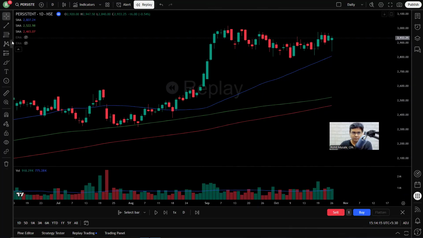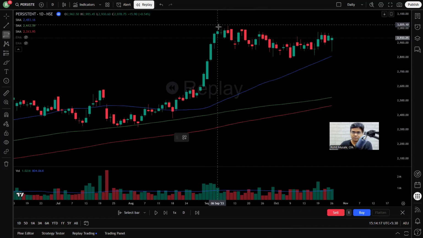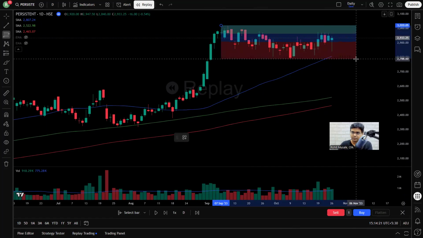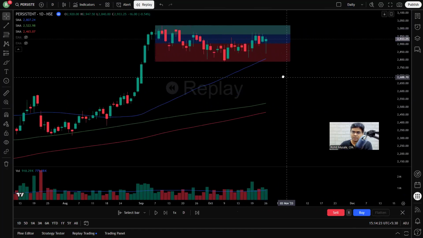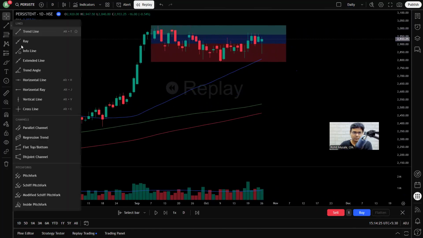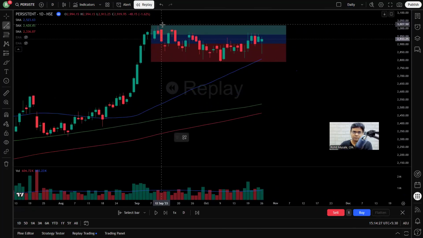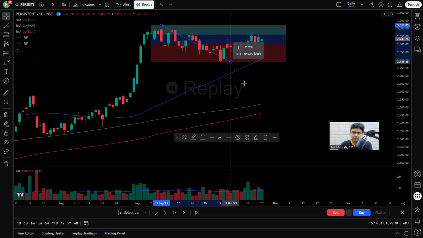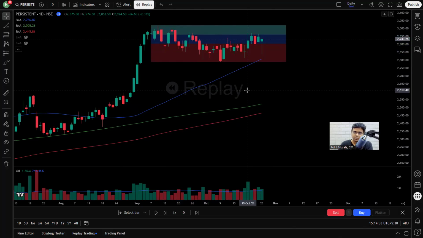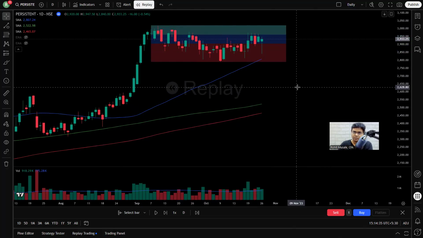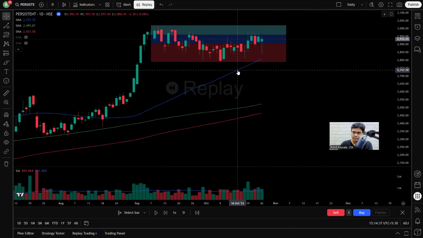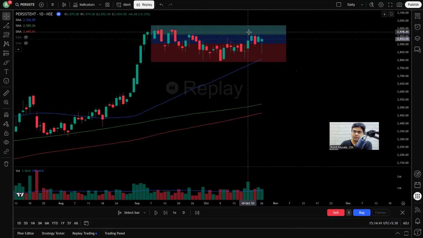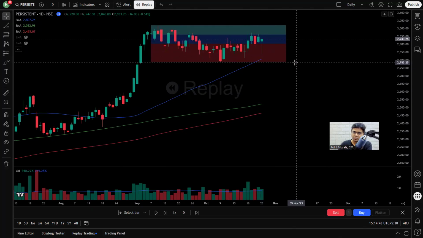Before that, let me draw the base. So the base looks like this, and this was a nice base. The height of the base was less than 10%. So another important point: when the height of the base is less than 10%, in that case I don't give much weightage to the green zone closing.